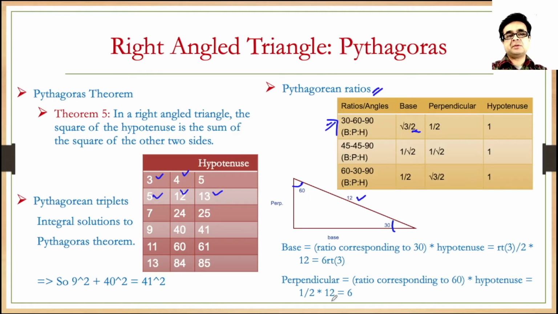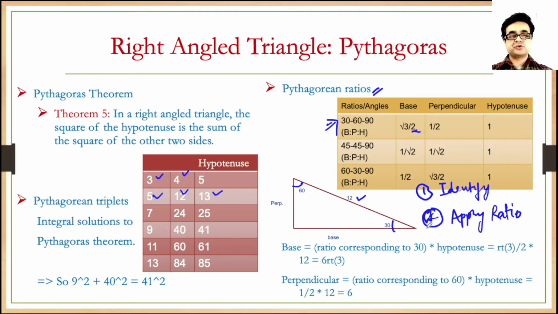So I highly recommend that you remember these Pythagorean ratios. If you write them down a couple of times, then it is easy. And when you're trying to solve the problems, there are 2 steps. 1, identify which Pythagorean triangle does the question fall under. So 30-60-90 or 60-30-90 versus 45-45-90. And second, just apply the ratios to get corresponding heights, bases, or hypotenuse depending on what is given in the question.